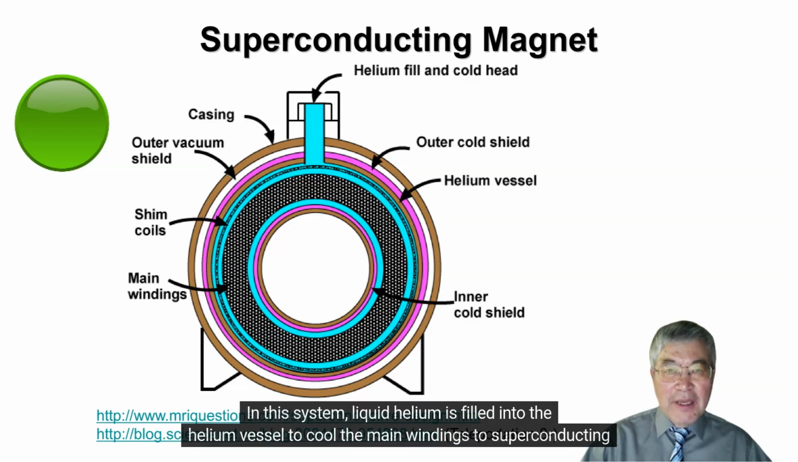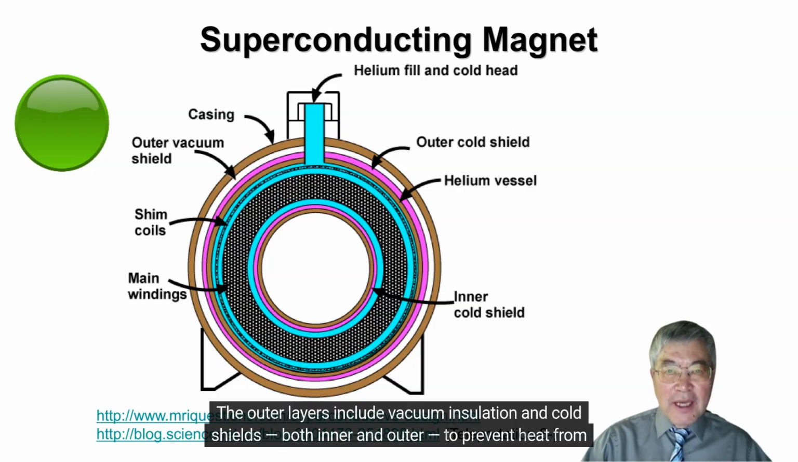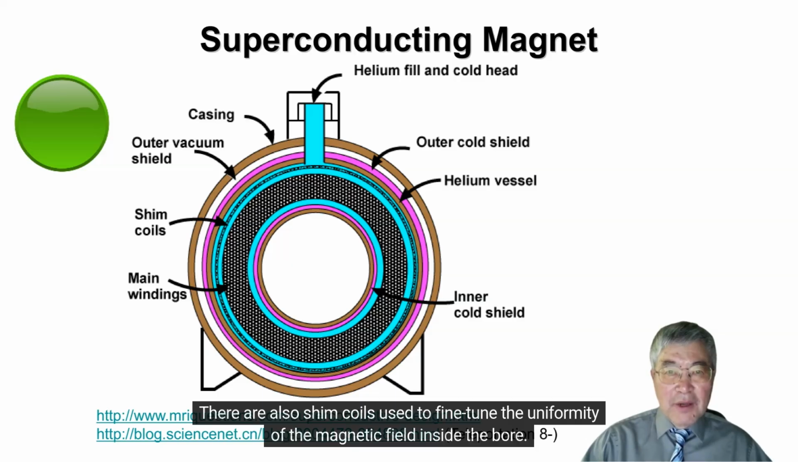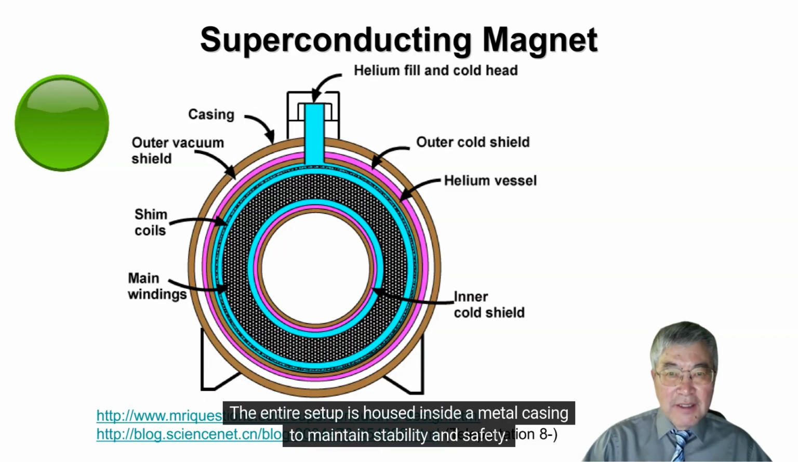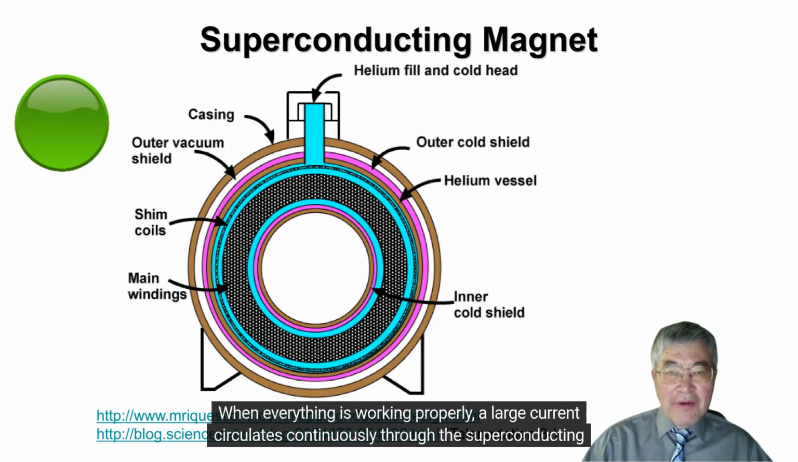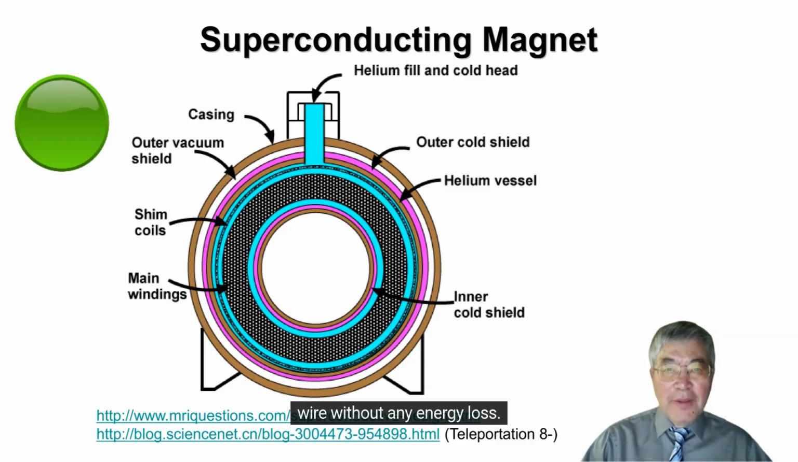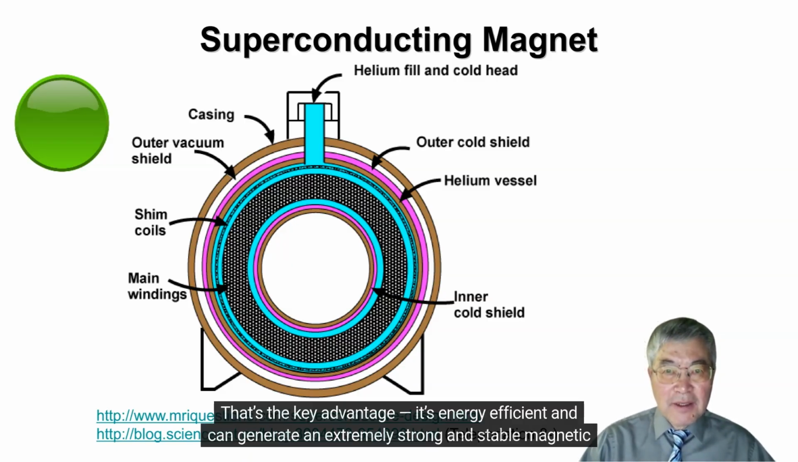In this system, liquid helium is filled into the helium vessel to cool the main windings to superconducting temperatures. The outer layers include vacuum insulation and cold shields, both inner and outer, to prevent heat from entering the chamber. There are also shim coils used to fine-tune the uniformity of the magnetic field inside the bore. The entire setup is housed inside a metal casing to maintain stability and safety. When everything is working properly, a large current circulates continuously through the superconducting wire without any energy loss. That's the key advantage. It's energy efficient and can generate an extremely strong and stable magnetic field.